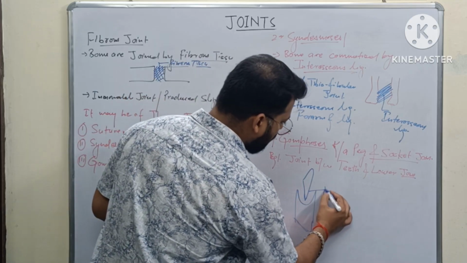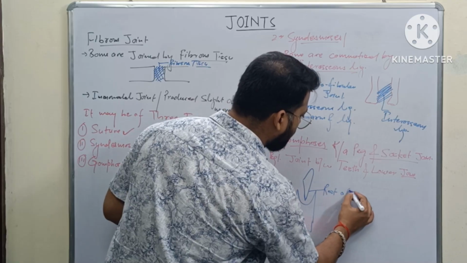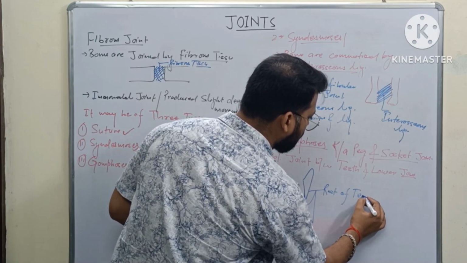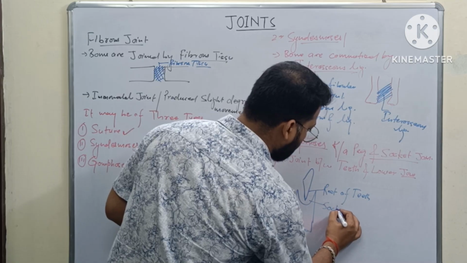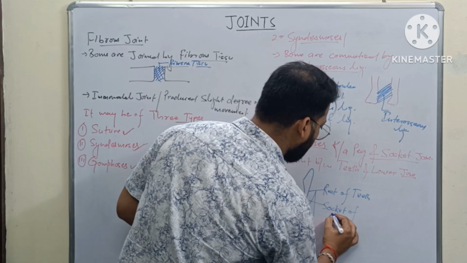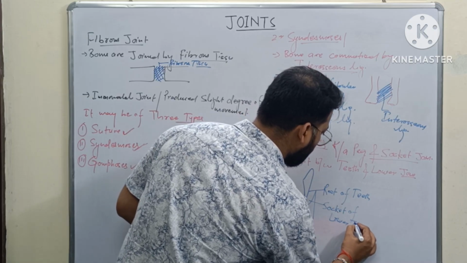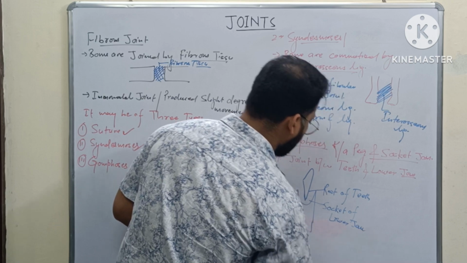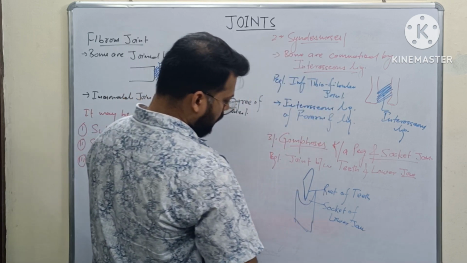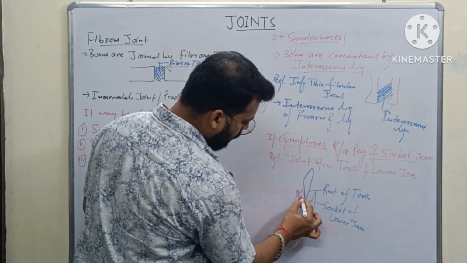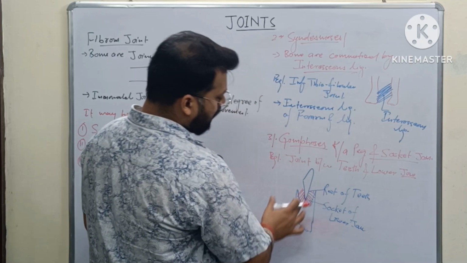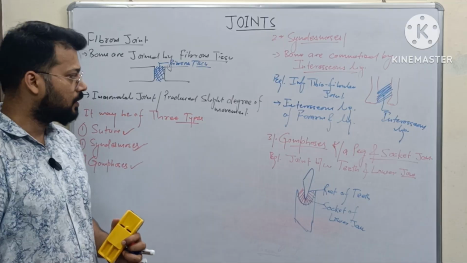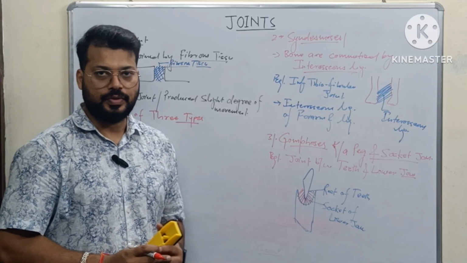Okay, this is the root of teeth and this is the socket of lower jaw. And these two structures are joined by a fibrous tissue. Okay, and this is called gomphosis. Now it's all about fibrous joint.